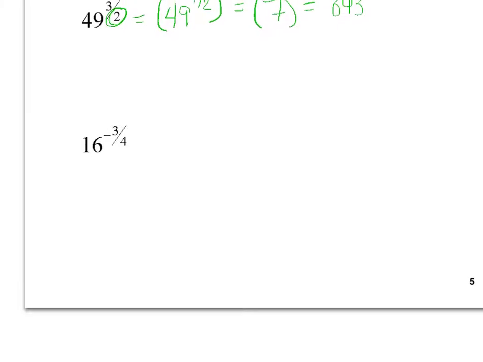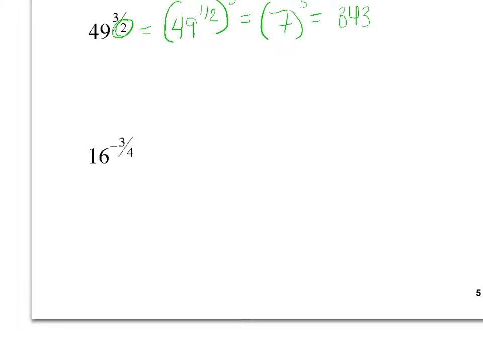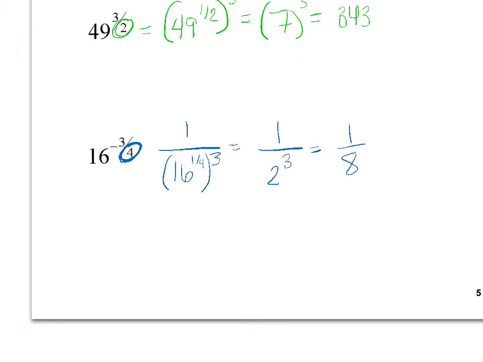And then we have 16 to the negative 3/4. So let's see here. It's going to move to the bottom because of the negative. I'm going to have the 1/4 first. You always want to do the root first. Do that bottom number first because it's going to make it smaller and make your numbers more workable. And then to the 3rd. Now the 4th root of 16 is 2, to the 3rd is 8, so my answer would be 1/8.